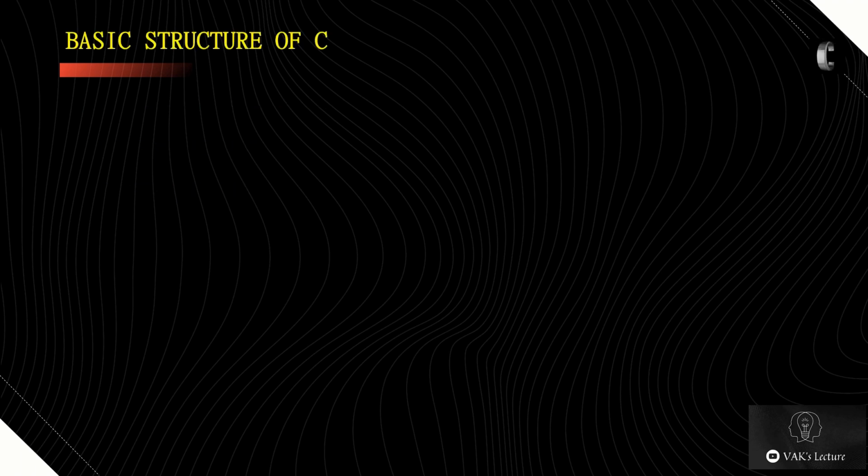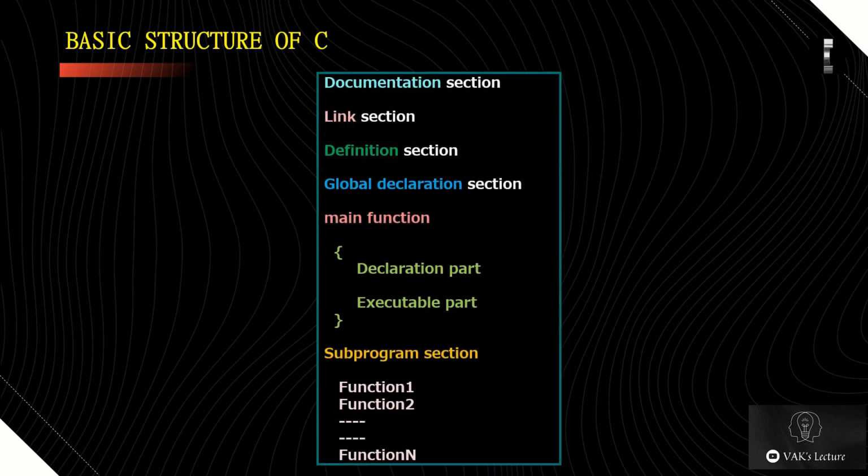In the structure of a C program, we have different sections. Generally, these are the different sections in the C programming language: documentation section, link section, definition section, global declaration section, main function. In that we have declaration part and executable part. And then we have subprogram section. In that we have a number of function definitions. We will discuss all these one by one.